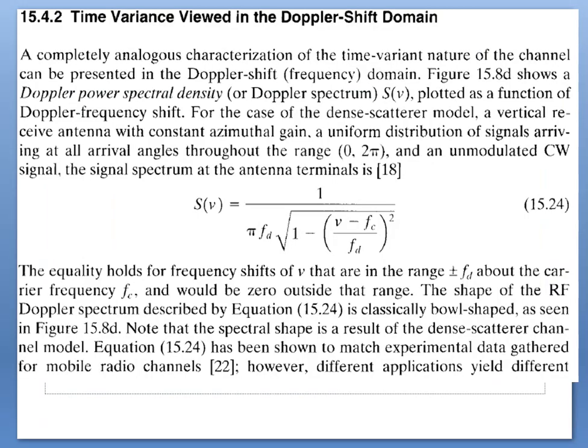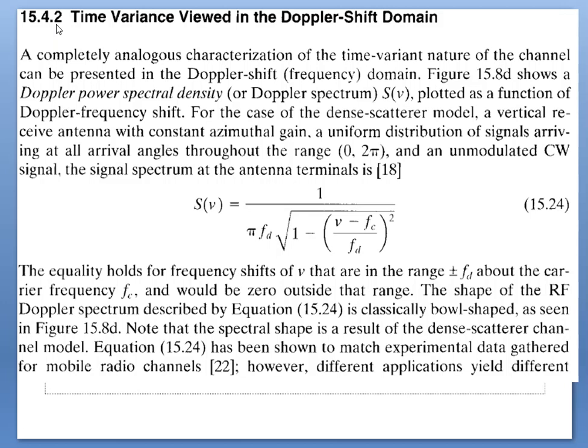Now, the next concept: time variation viewed in the Doppler shift domain. A complete analogous characterization of the time variant nature of the channel can be represented in the Doppler shift, or frequency, domain. For the case of the dense scatterer model, consider a vertical receiver antenna with constant azimuthal gain and a uniform distribution of signals arriving at all arrival angles throughout the range of 0 to 2 pi.